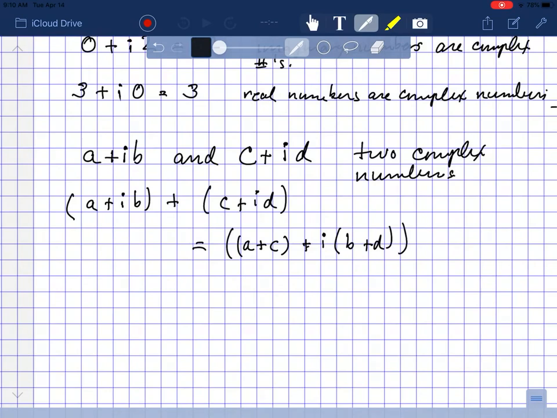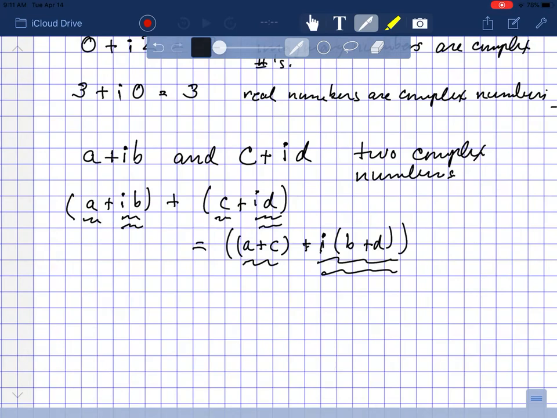So what I'm doing is I'm taking the real part of these two complex numbers, the a and the c. These are both real numbers, and I'm adding them together to get a real number here, a plus c. And then I'm taking the two imaginary numbers, I times b and I times d, and I'm adding those together, and I get the imaginary number I times b plus d. Okay, here I'm using the distributive law to pull out the I, which is a common factor on I times b and I times d.